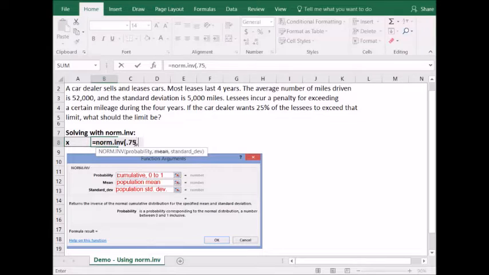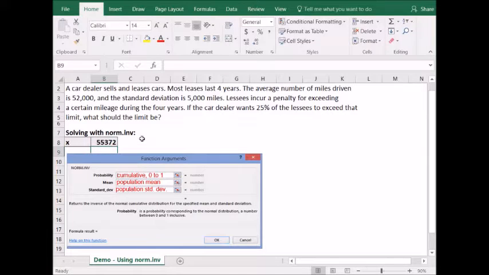The mean is 52,000 miles, which I'll type in without any commas in the number. The standard deviation is 5,000, which again I'll type in without any commas. And I'm done. I close the parenthesis, I hit enter, and my answer is 55,372 miles. If the lease limit is set at 55,372 miles for a 4-year lease, 25% of drivers are likely to exceed that limit and incur penalties.